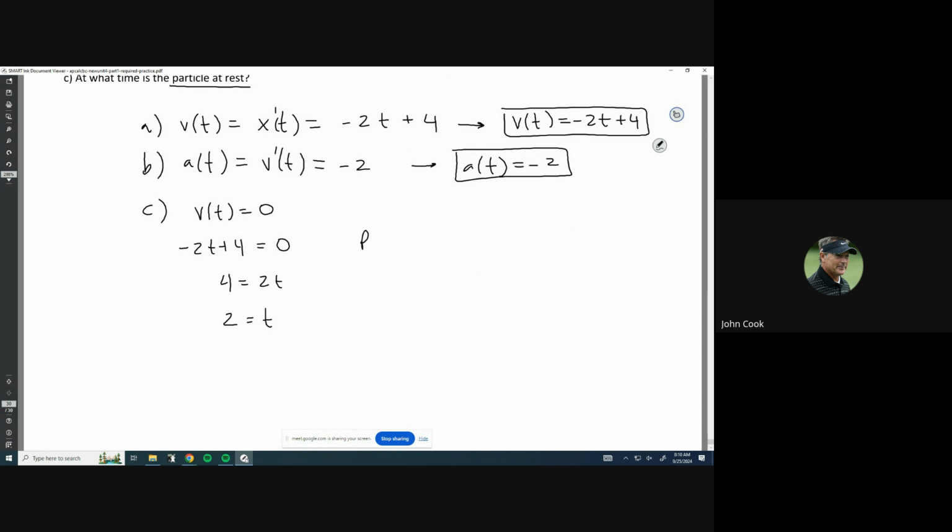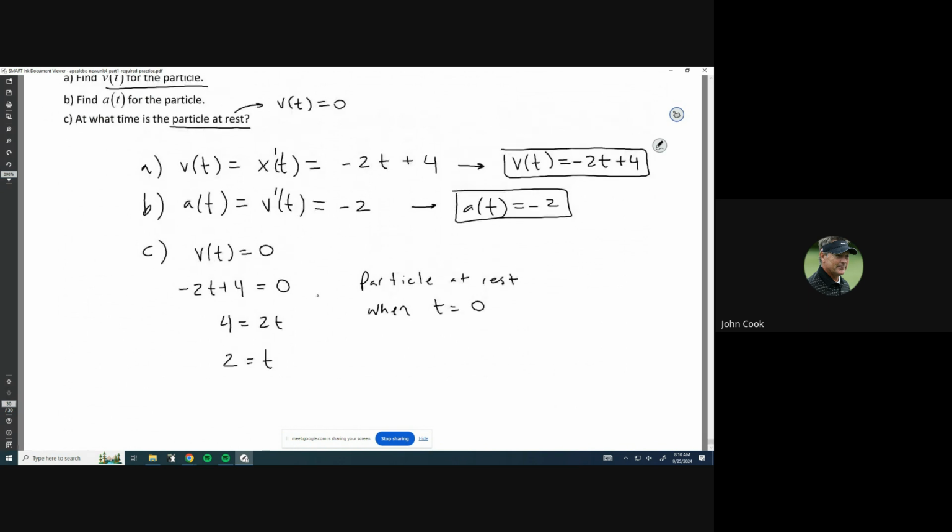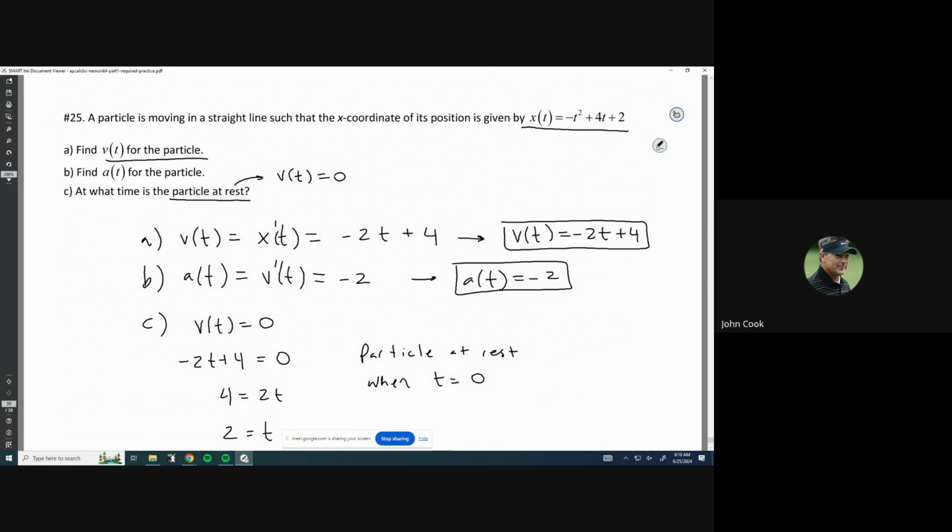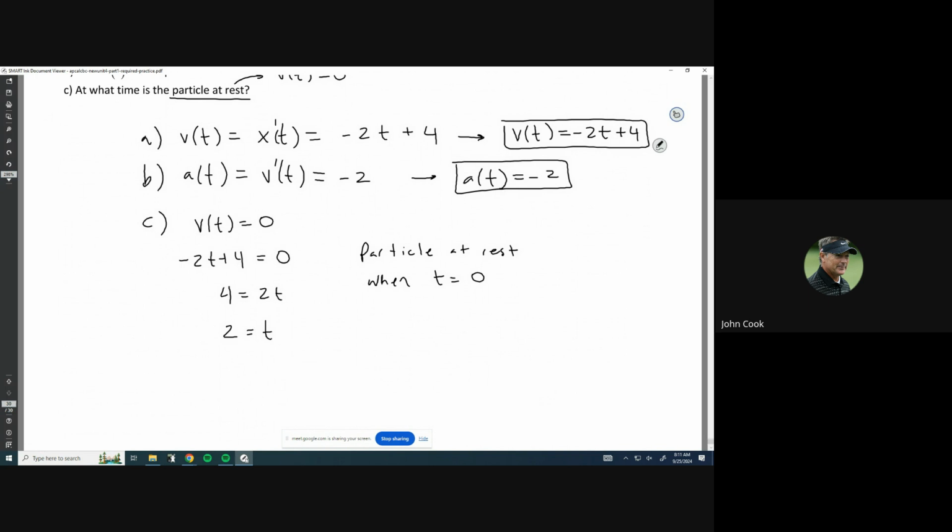So the particle is at rest when t is equal to 2. Did it give us time units on that? Straight line such that position is given by that? Nope, it doesn't. So, time units, whatever units it has.